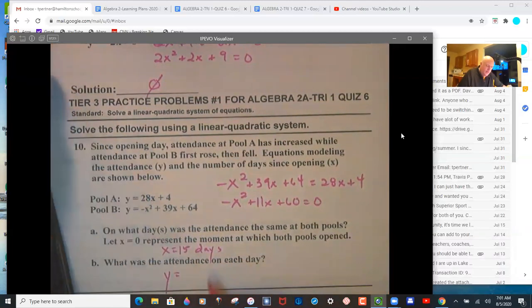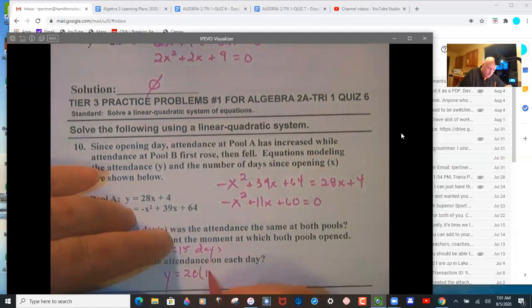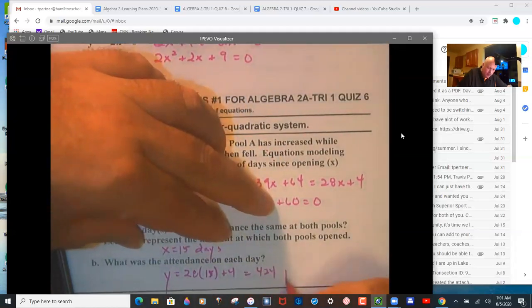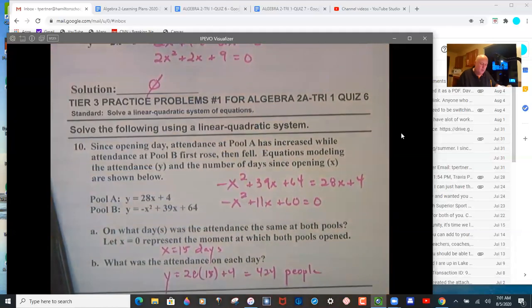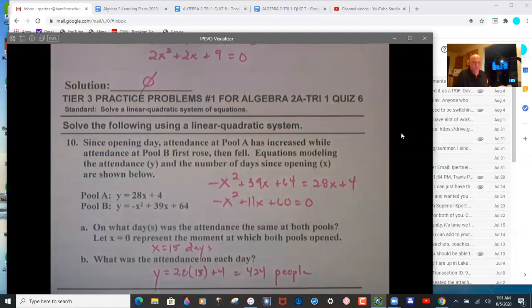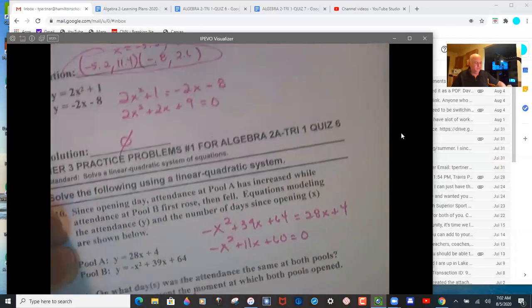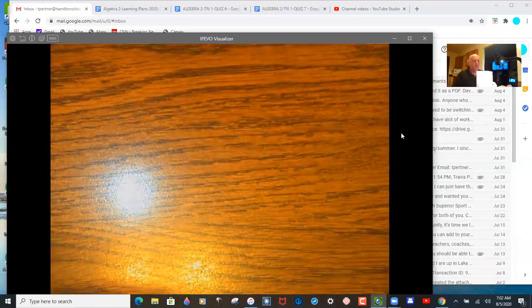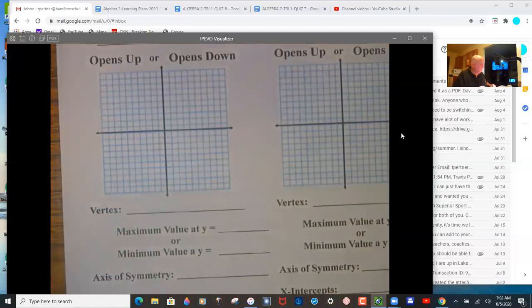And then how many, you have to take that back in. So 28 times 15 plus 4. And that is 424 people. So after 15 days, there's 424 people. So that's a one solution problem. The rest of them that you do might be two solutions. That's just, we had to throw the one solution out because it's in the negatives. There's no such thing as a negative number of days.